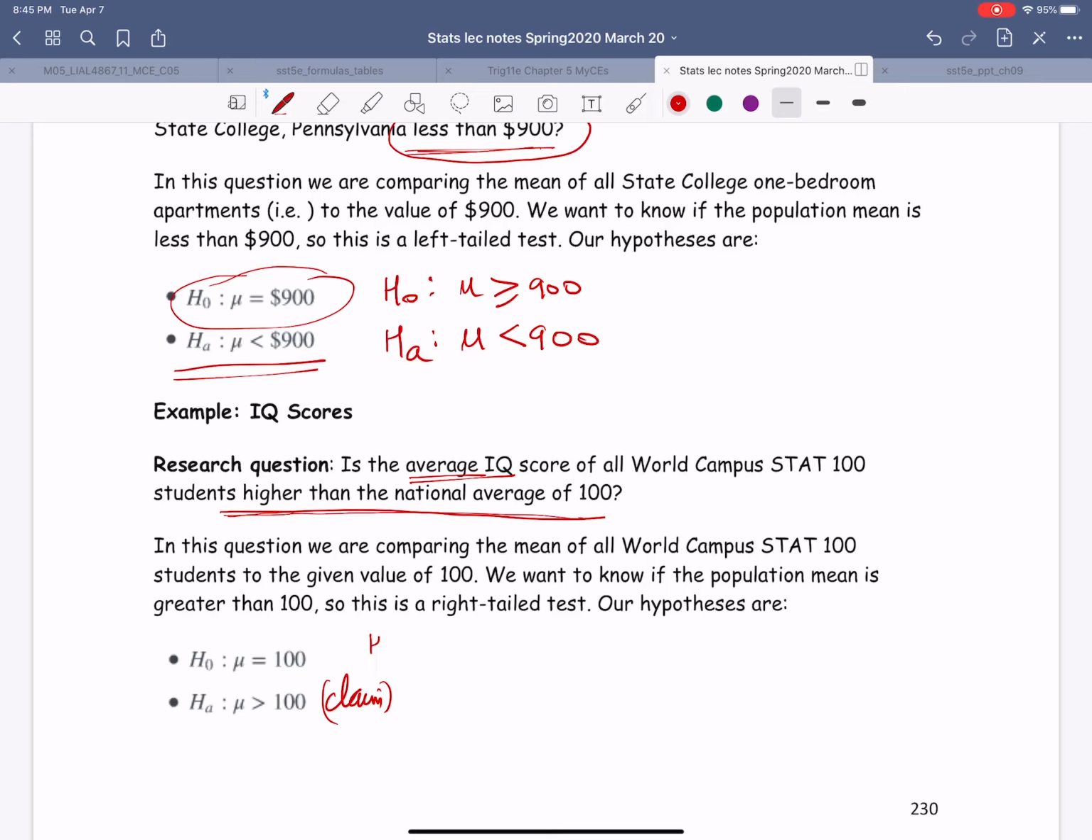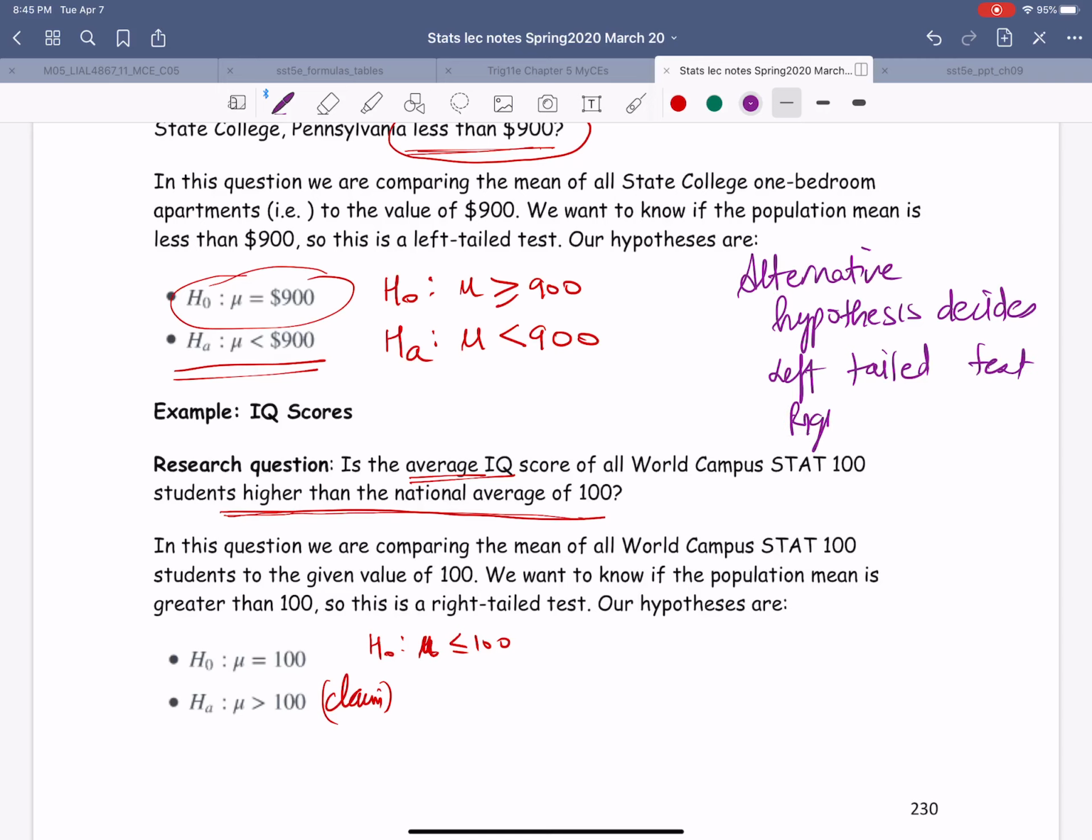I could say the H naught is mu less than or equal to 100. That was another option for H naught. We also need to remember that the alternative hypothesis decides if you have a left tail test, right tail test, or two tail test.